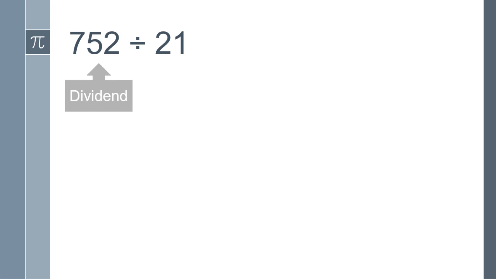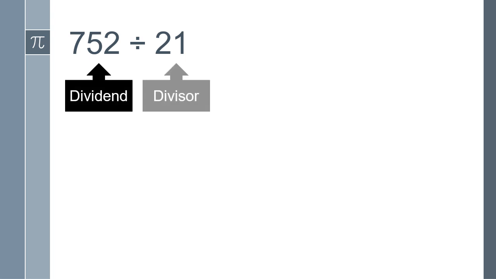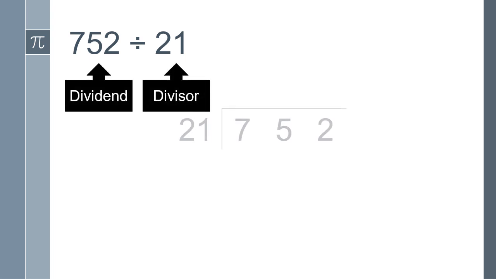I'm going to show you one more example that has a remainder. So 752 divided by 21. Again, that's my dividend, that's my divisor. We'll set it out using the bus stop method. 7 divided by 21 I can't do, so we put a 0 in there, and we look at those first two numbers together, 75 divided by 21.